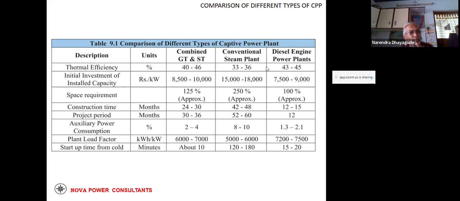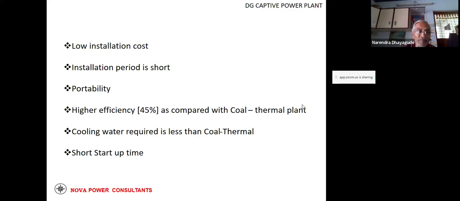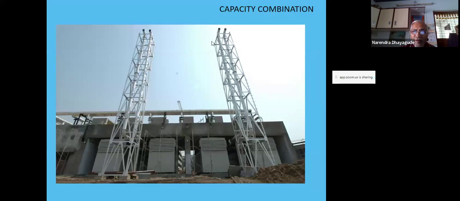And nowadays space is a constraint, and the cost of space is very high, so a diesel engine plant consumes less area, which is why it is economical in that aspect also. So these are the main factors: low installation cost, higher efficiencies, etc. Now there is a capacity combination. There can be one, two, three, four, five, or whatever it is. Depending on the demand, we can select the capacities of the gensets.